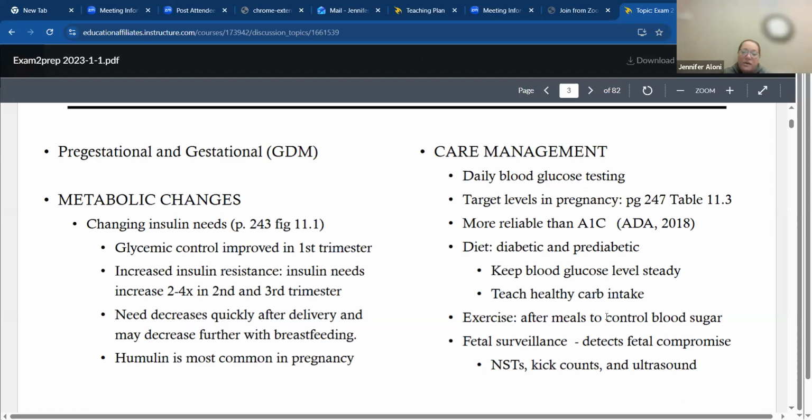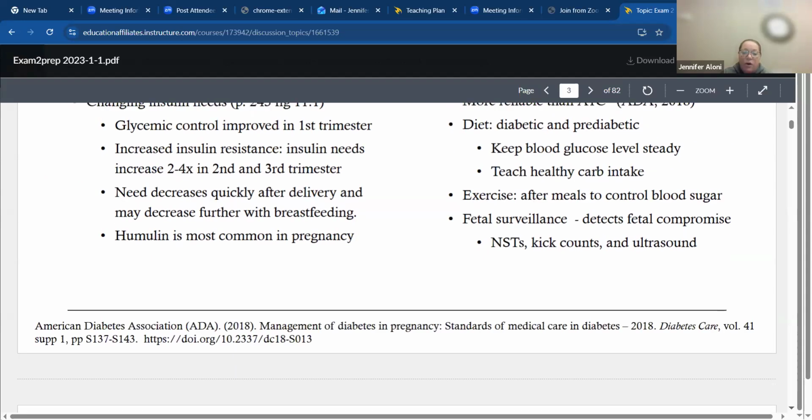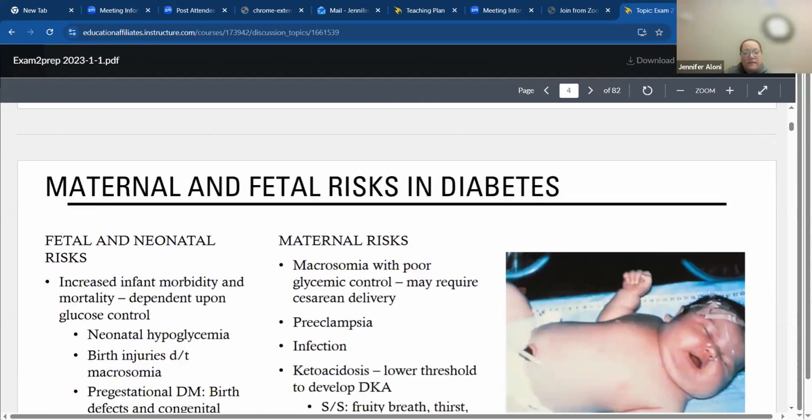Okay. Care management, we're going to do our levels daily. Glucose monitoring is better than A1C because remember A1Cs are an average. So just remember that. We're going to make sure we're watching fetal heart, watching NST. So we're going to have fetal heart rate checks frequently, kick counts, and ultrasounds.